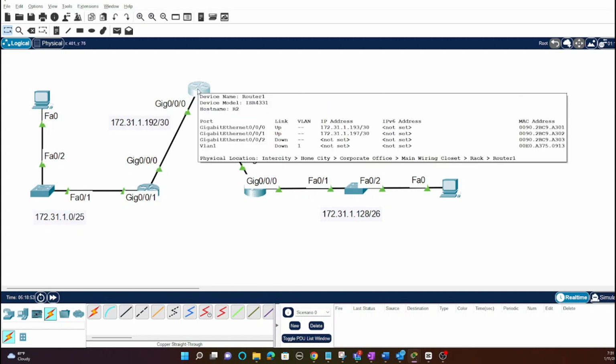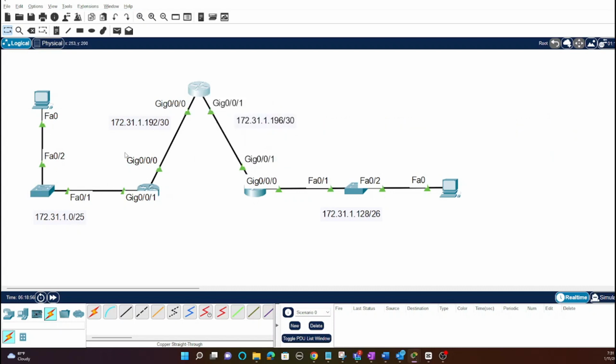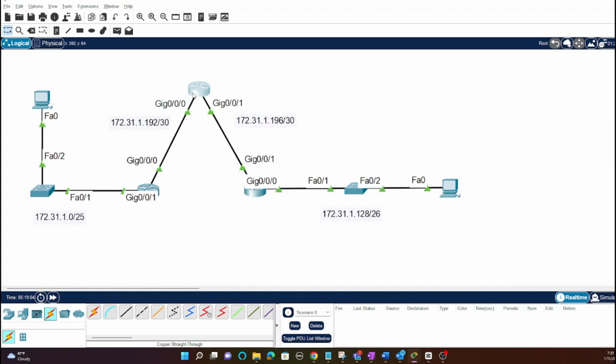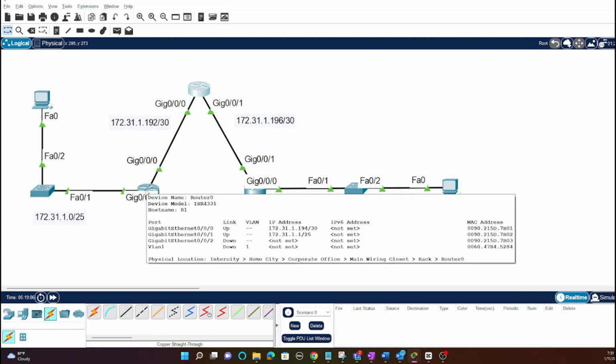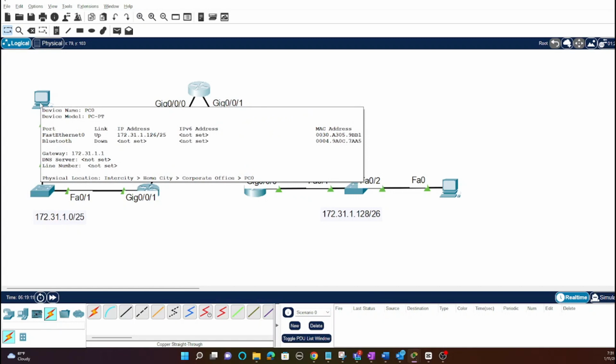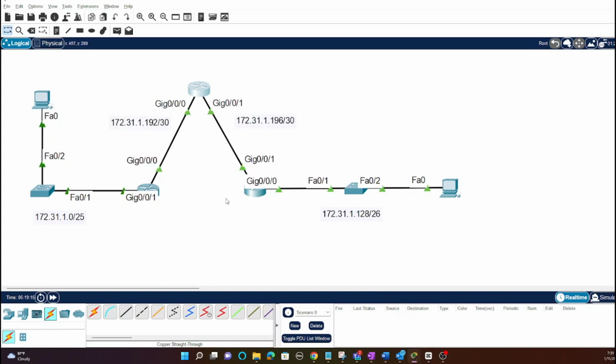Because we know that if we want to get over to this network and this network, all we have to do is get it over to router 2, because he's going to know how to get over there, and then he's going to know how to send all that information to router 1, and router 1 is going to know how to send all that information back to the PC that needs to get the information back from over here. Because you got to remember, ping is two-way traffic.